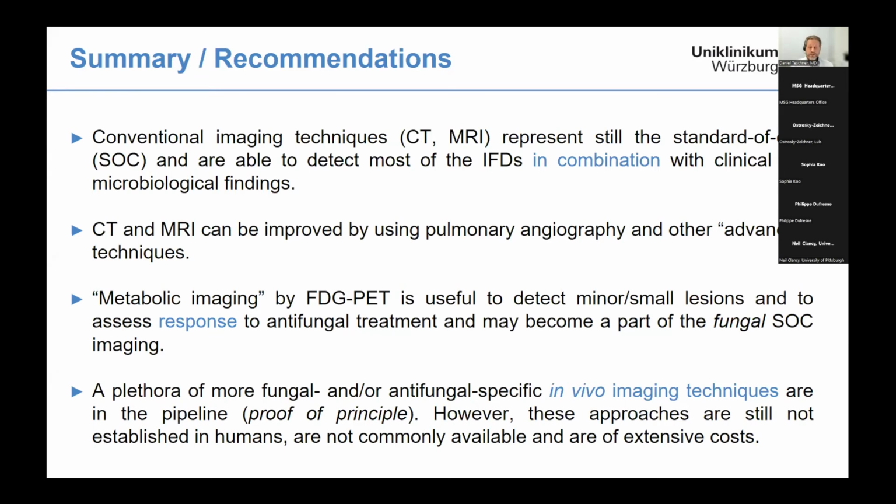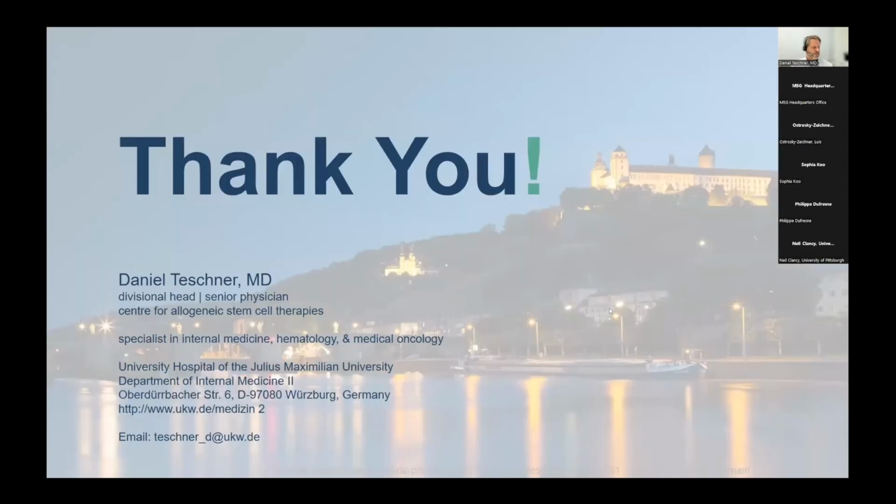It's definitely not commonly available, and I would assume the costs are very high, because the tracers, for example, are not cheap to produce. We know this from other indications. So I think we have to deal for a long time with our conventional diagnostics. But as I said, there's room for improvement, and maybe FDG PET will change the field a bit in the future. Thank you, and I'm happy to take questions.